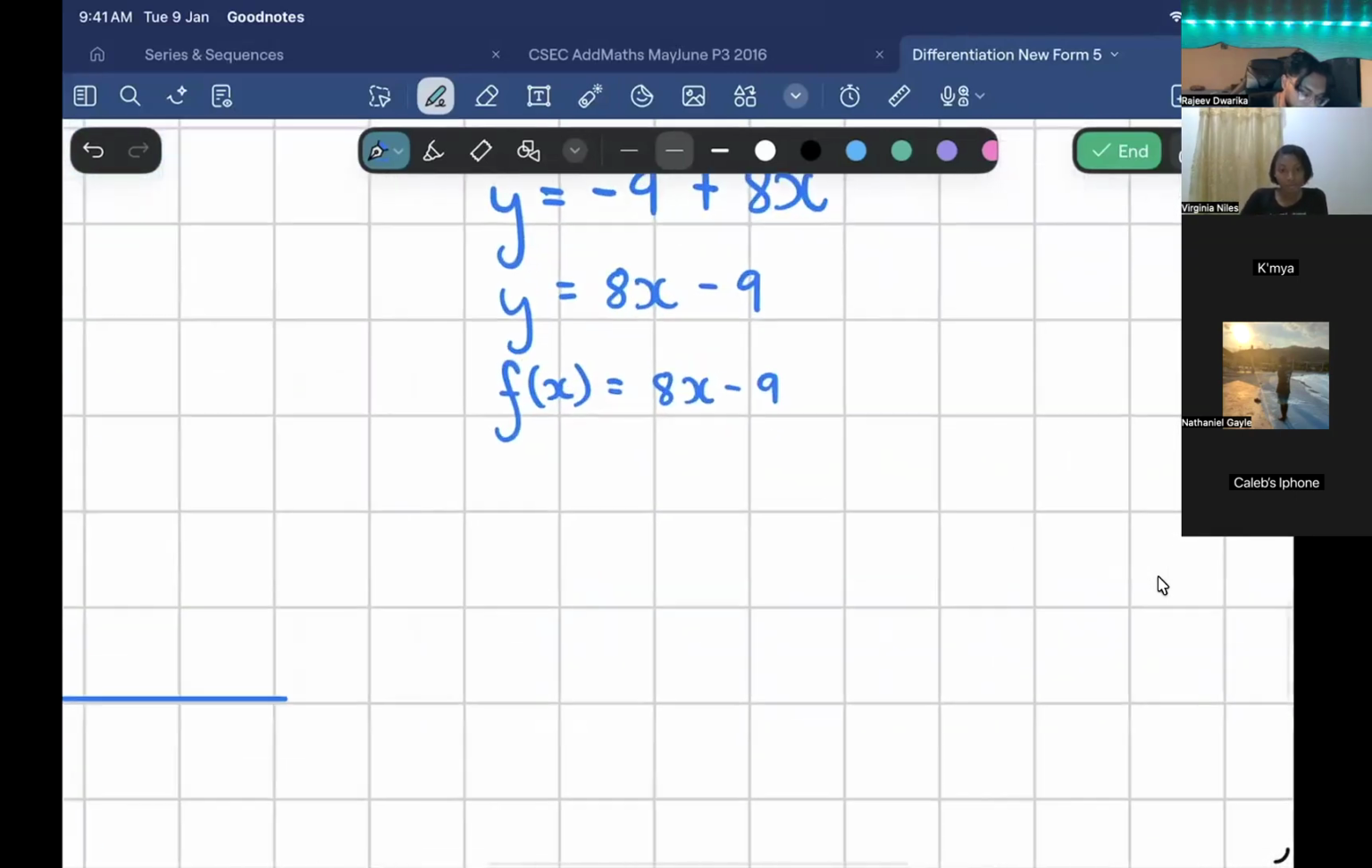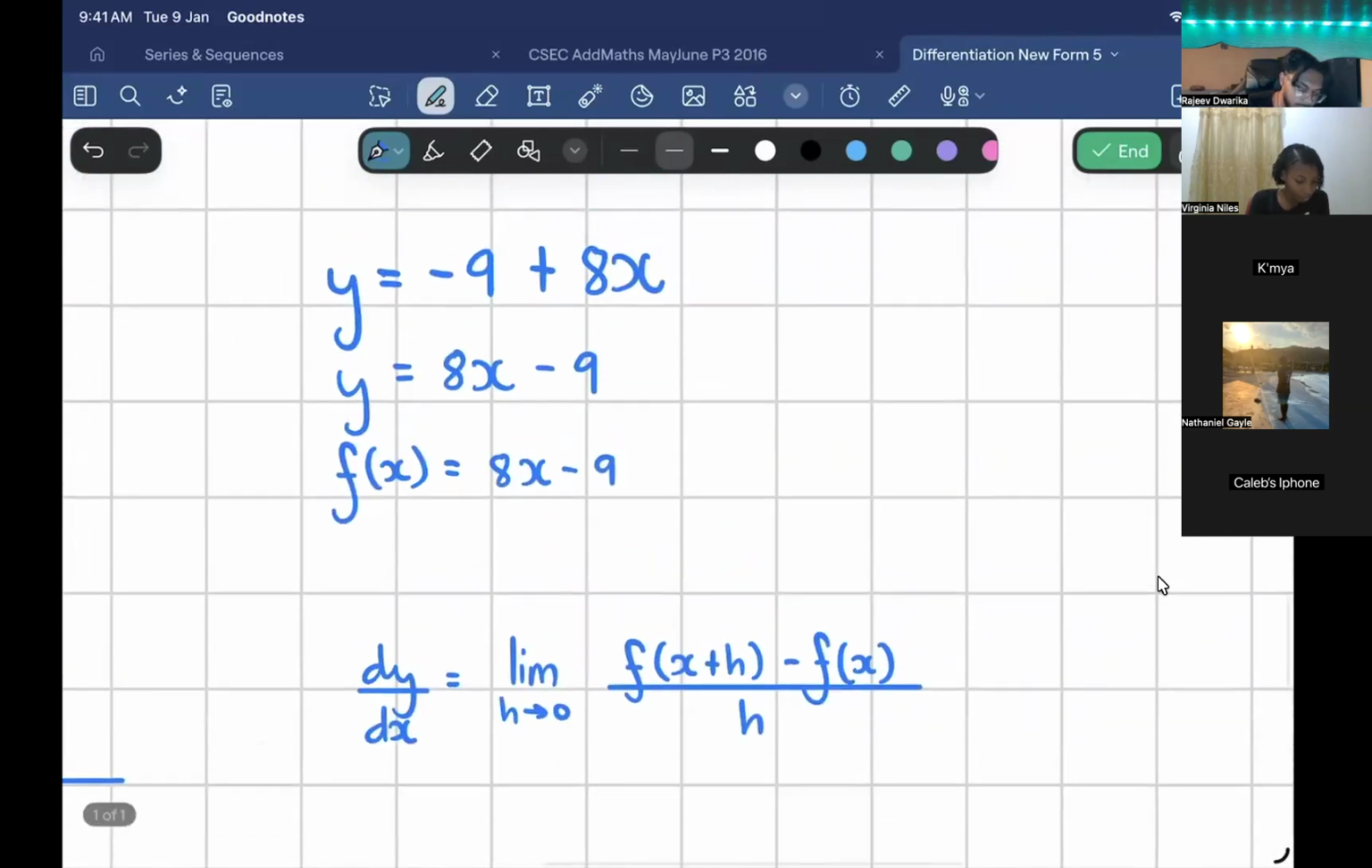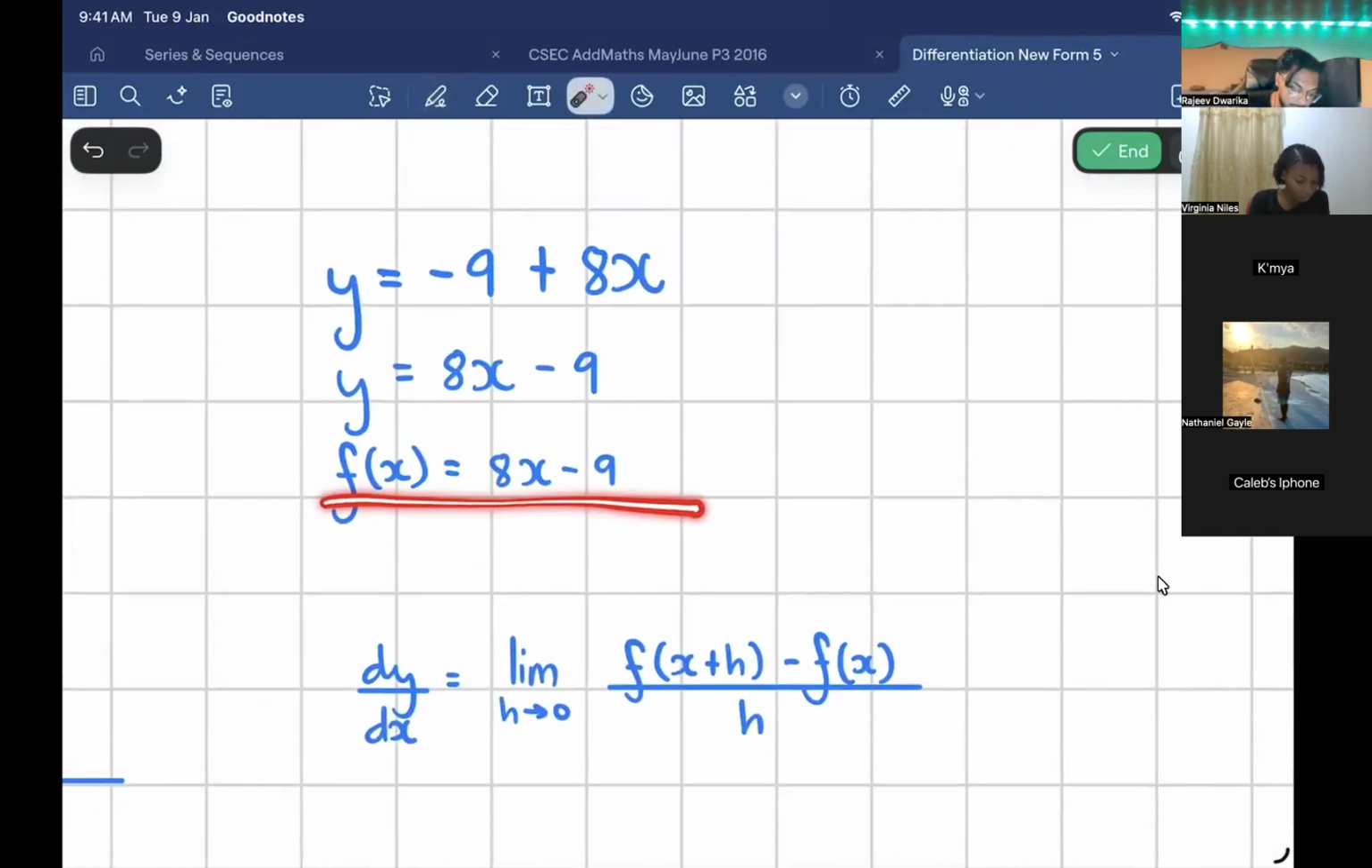And if I wanted to find dy/dx from first principles, what would I do? Tell me the formula first. dy over dx equals the limit as h goes to 0 of f(x plus h) minus f(x), over h. Cool. Now, we have a function f of x here, so we already know what we're going to plug in for f of x. How am I going to find f of x plus h?